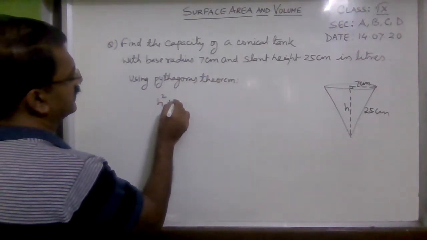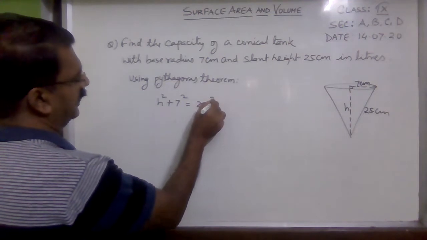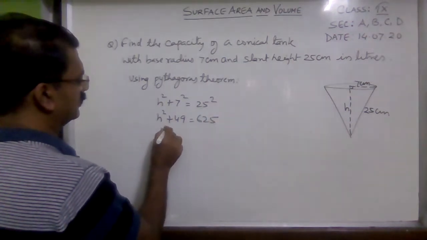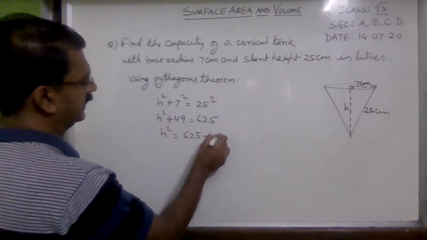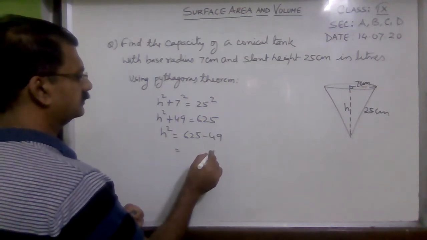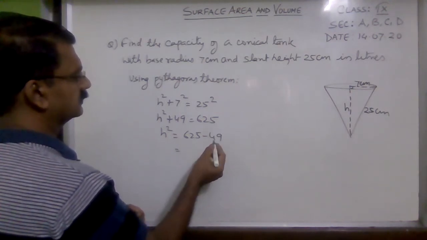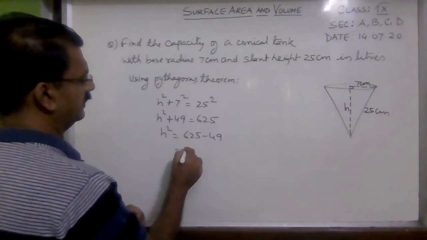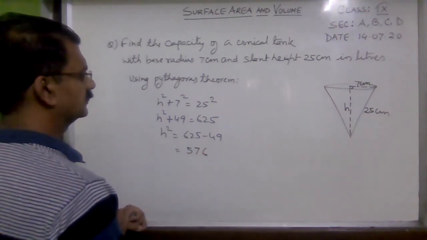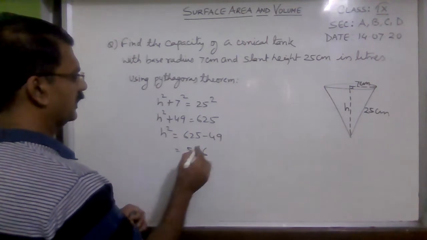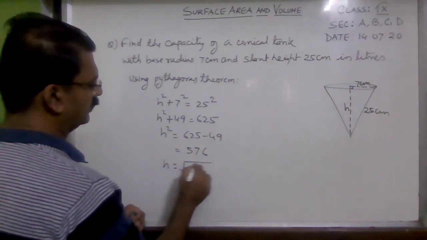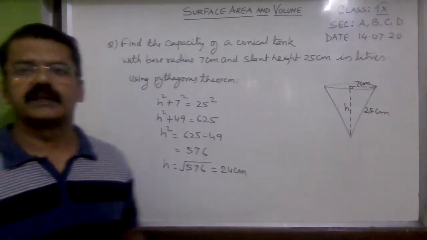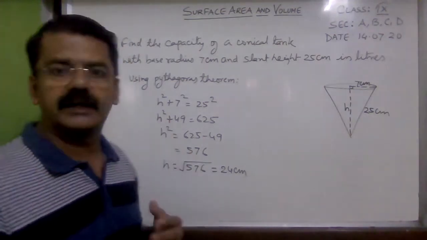h square plus 7 square is equal to 25 square. H square plus 49 is equal to 625. H square is equal to 625 minus 49, that is 576. So H will be equal to under root 576, which is nothing but 24 centimeter. So we have found the height of the conical tank.